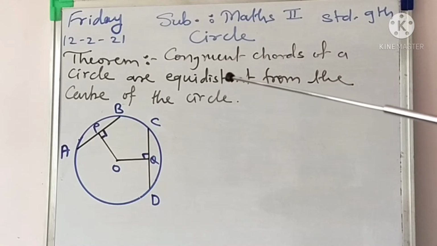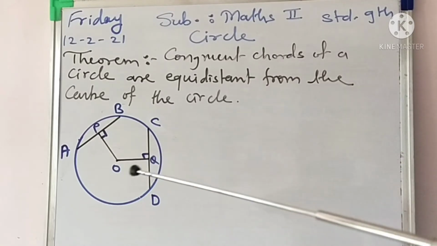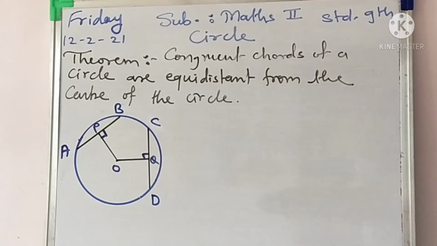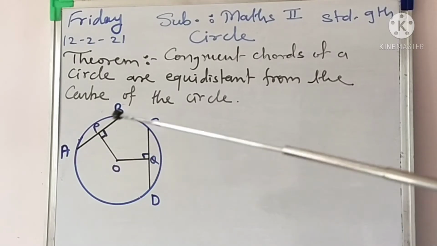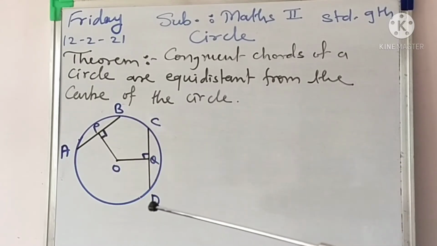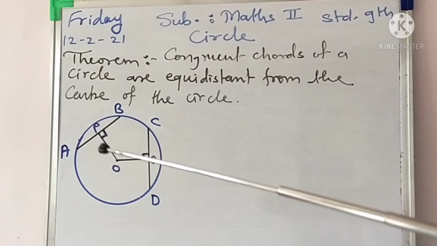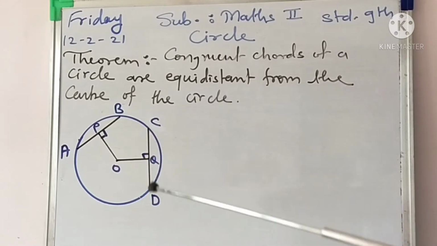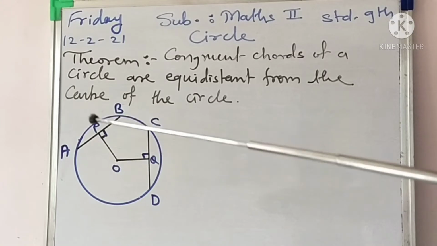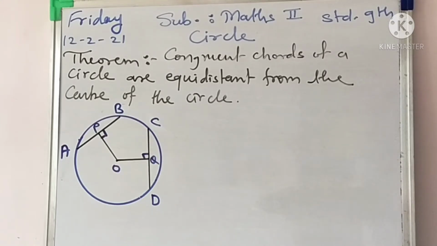To prove that two chords are equidistant from the center, here we draw two perpendiculars OP and OQ. Getting this? OP perpendicular कुठे काढलाय? AB वर, OQ on CD. So OP is the distance of chord AB from center O, and OQ is the distance of chord CD from center O, and we have to prove that two segments OP and OQ are congruent. It means we prove that two chords are equidistant from the center of the circle.